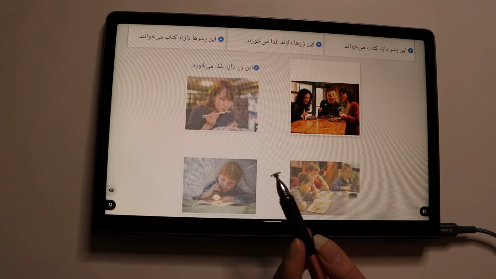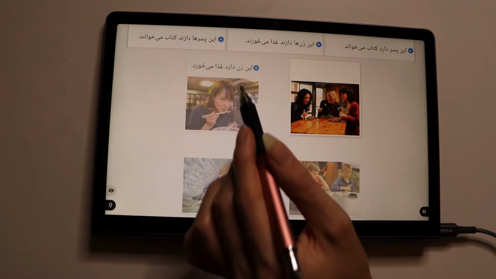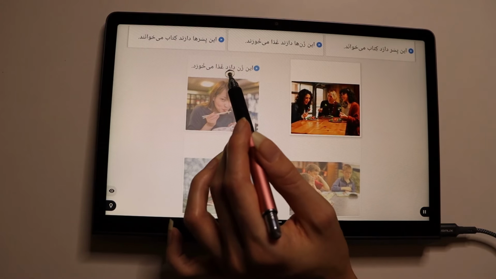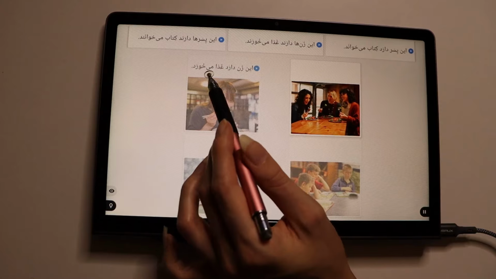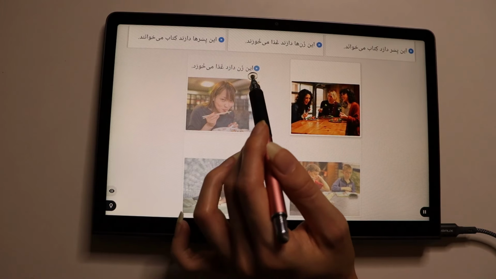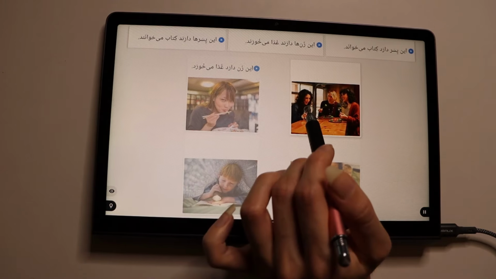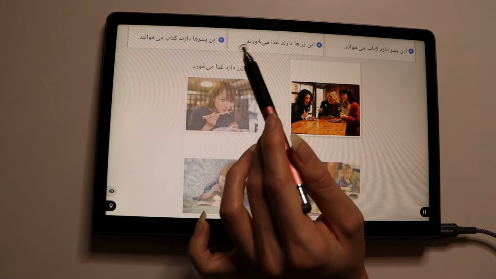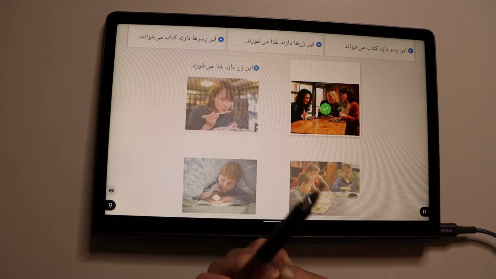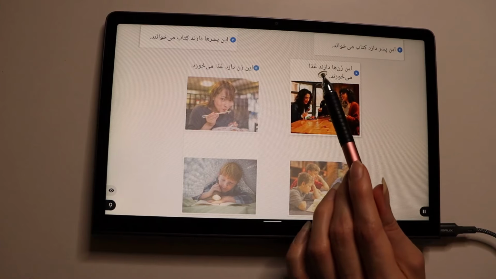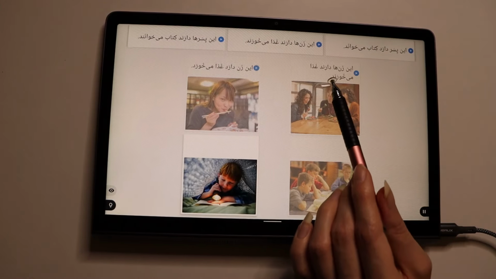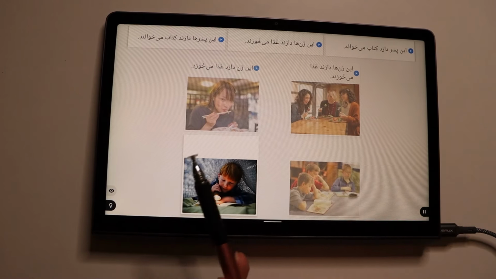In zan dorat chizi mikhorat. In zan dorat chizi mikhorat. In zan dorat michorat. And now we have multiple women. In zanha dorant. انسان‌ها دارند غذا می‌خورند، می‌خوانند.